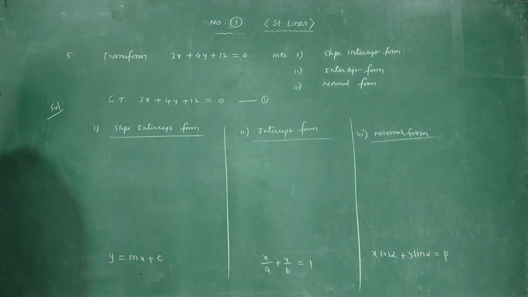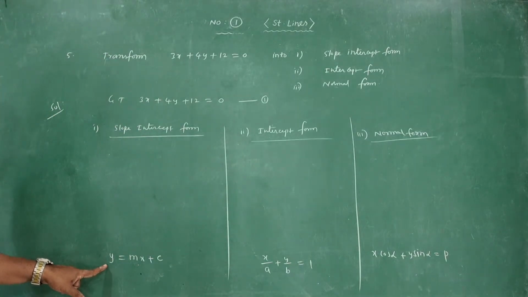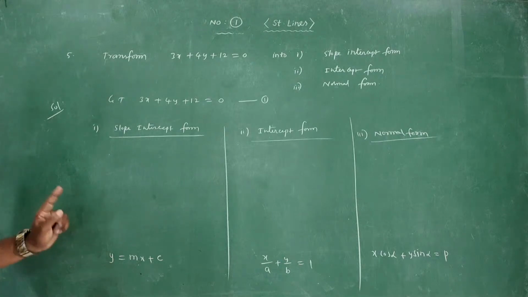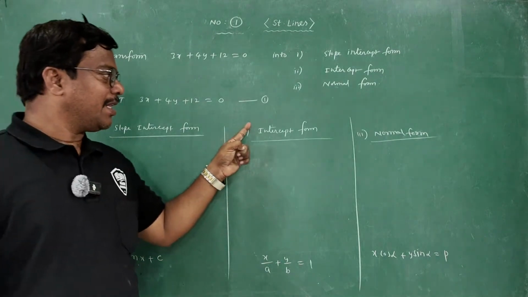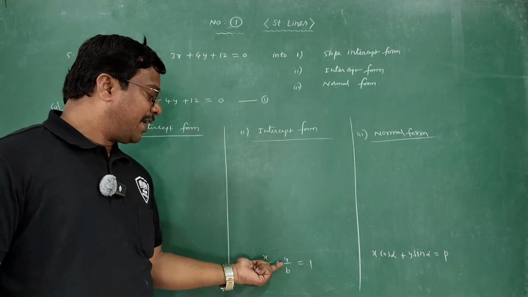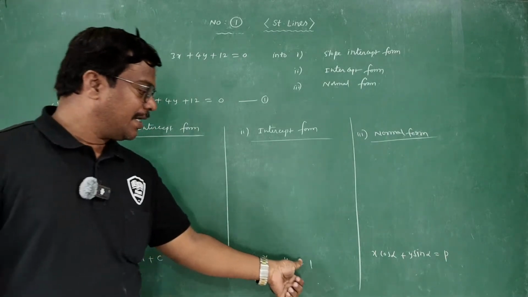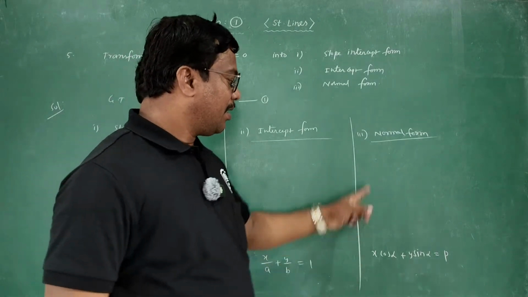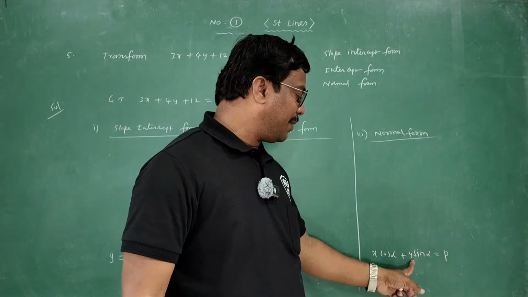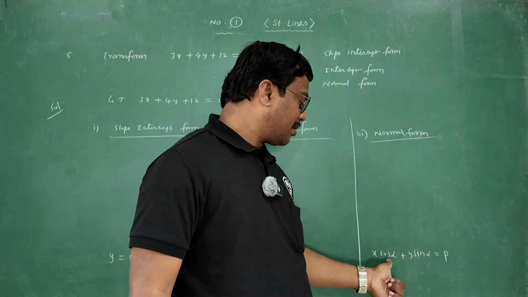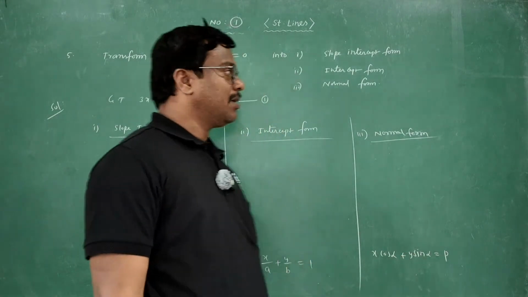Here in the first one, our aim is that on the left hand side you have to write only the value of y. Next, in the intercept form, on the left hand side the equation contains only x and y terms, and the right part should be 1. In normal form, the x multiple and y multiple are cos alpha and sin alpha respectively.